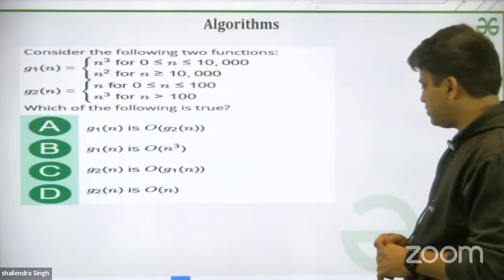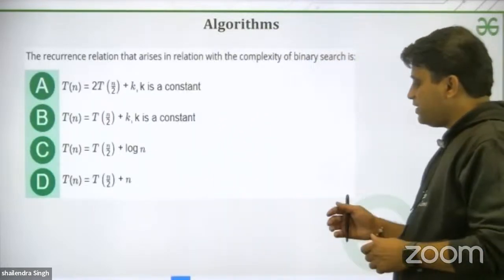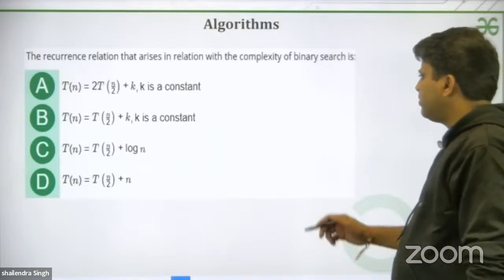A and B both are correct answer. Now come to next question. This is a very silly question. The recurrence relation that arises in the recurrence complexity of binary search.